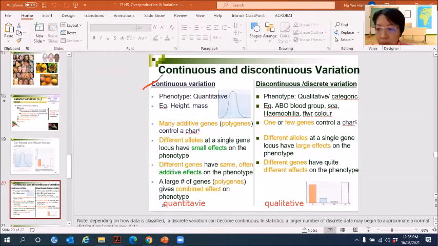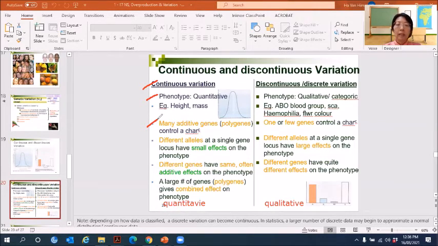Continuous variation. Continuous variation is where the phenotype is quantitative. And why is it so? What is the nature of the genes that lead to this continuous variation? When it's continuous, there are many genes that code for this phenotype.